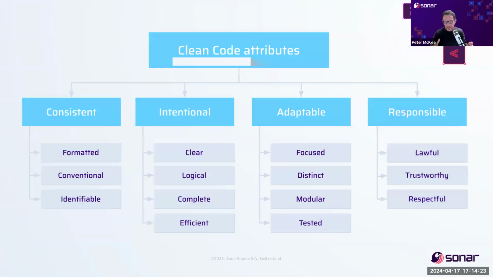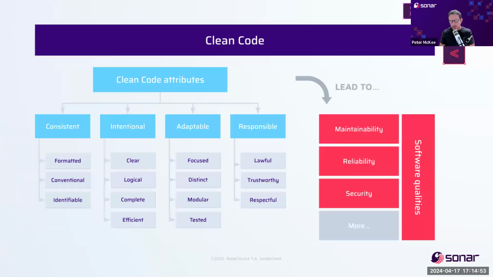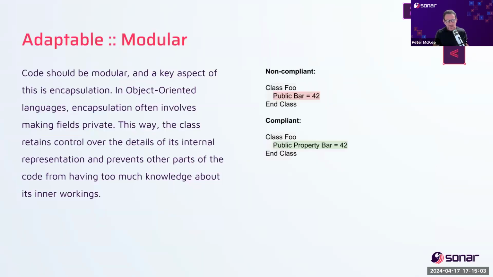And we found four major buckets, right? So consistent, intentional, adaptable, and responsible. And I'm not going to dig into all these. I'm going to give you one example in a minute, but these attributes cross all programming languages. So functional programming languages, object-oriented languages, your scripts, all of the code fit into these attributes. So if you strive to write code working with these principles around these attributes, you will produce clean code. And so this is what this slide is saying here. Focus on your clean attributes. These lead to software qualities of maintainable, reliable, and secure code. And so just jumping in and giving an example, this is one of my favorites.